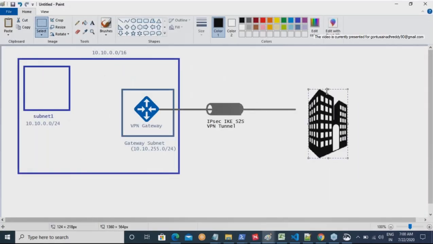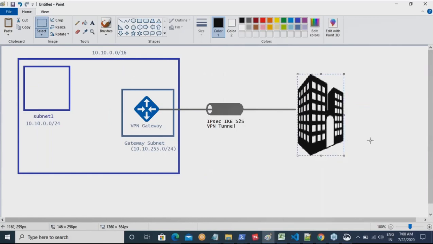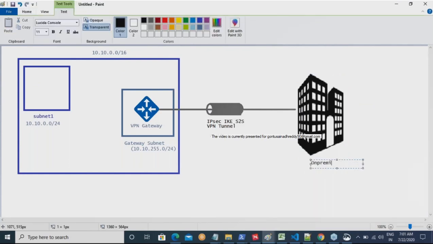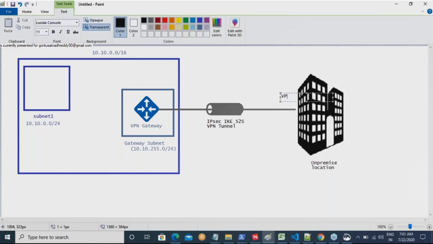Okay. So now this tunnel will go and connect to your on-premise location. Okay. And in your on-premise location, as I said, there will be one server, which is VPN. Okay. Which will have one particular kind of IP address, which we basically refer to as VIP.